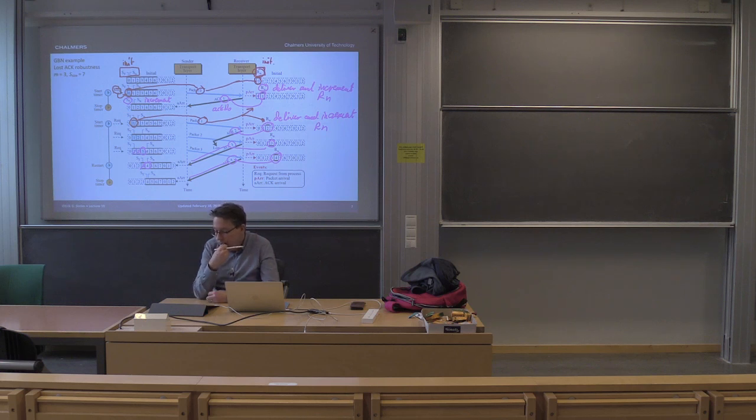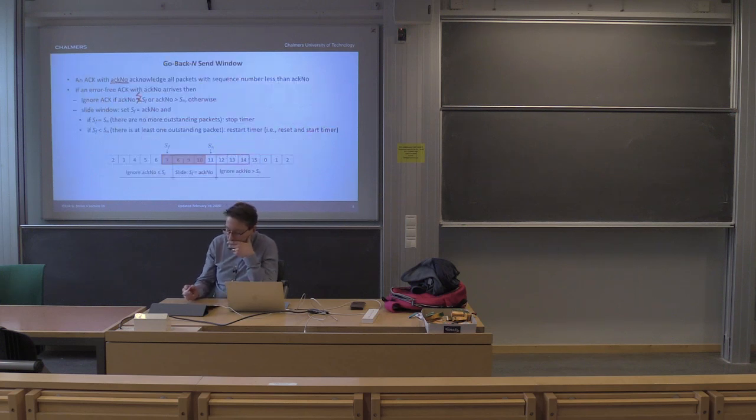Now we should be able to figure out what was right on the slide before. The acknowledgement number, the ACKNO here, should be interpreted as the next packet that the receiver would like to see. So the question is whether this is right. When is an ACKNO wrong?